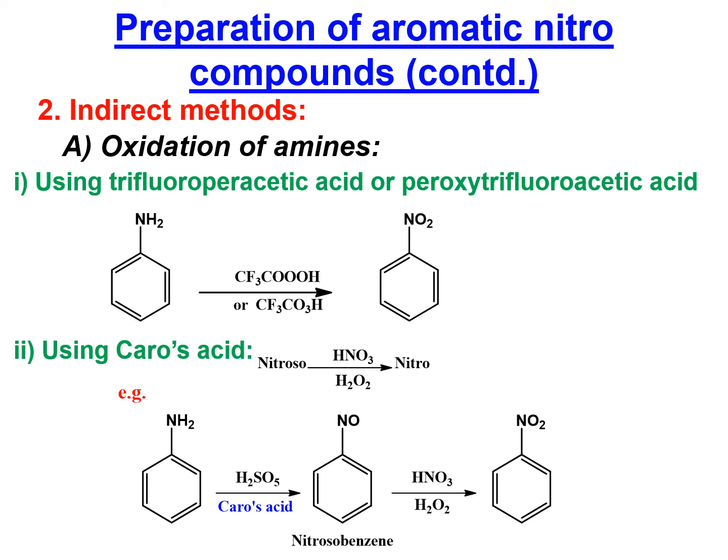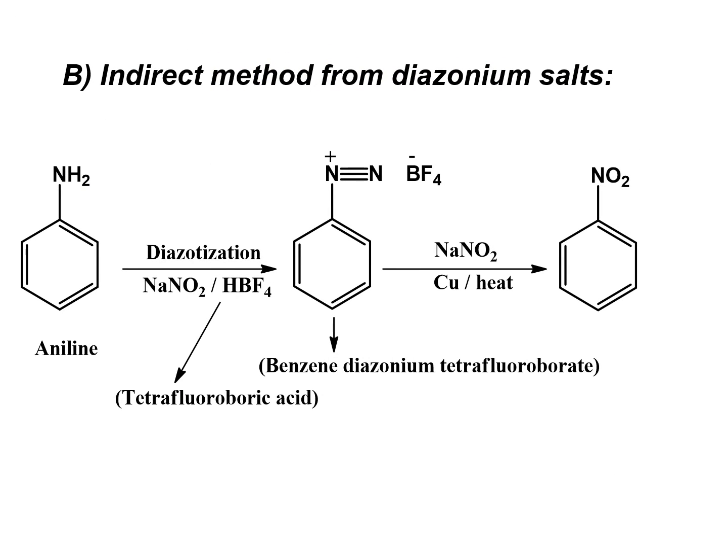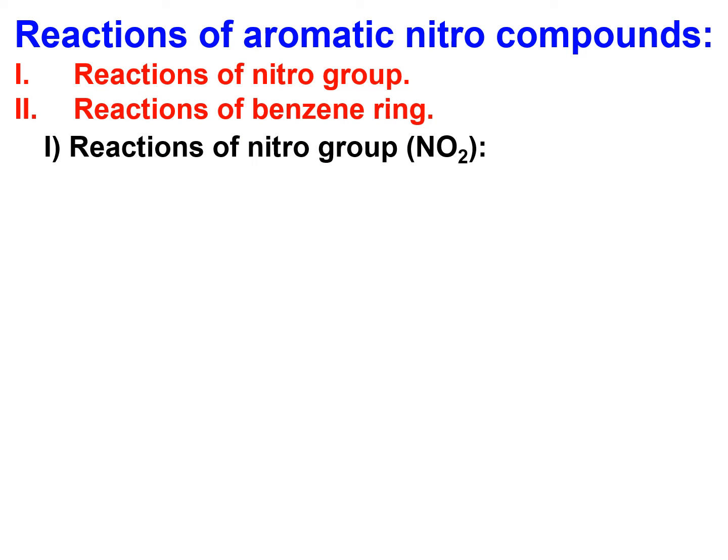As we mentioned, we can also prepare them through indirect methods, which involve oxidation of amines, either through trifluoroperacetic acid, giving directly the nitro compound, or through Caro's acid, which is a sulfuric acid having an extra oxygen, giving the nitrosobenzene, which can be oxidized using nitric acid and hydrogen peroxide into the nitrobenzene. Finally, we use the diazonium salt, where we use the aniline or the amino compound reacted with sodium nitrite and an acid to give the diazonium salt, which is then reacted with sodium nitrite and copper to substitute the diazonium part by a nitro group. These were the methods of preparation of the aromatic nitro compounds.